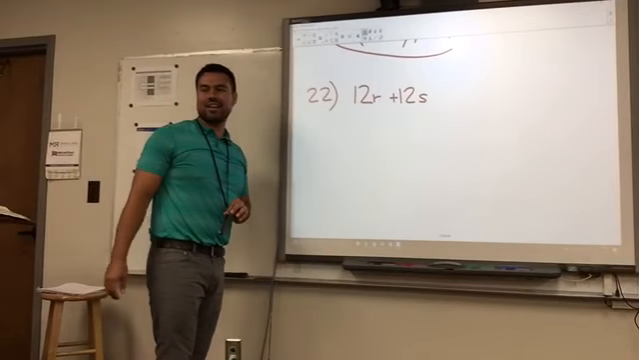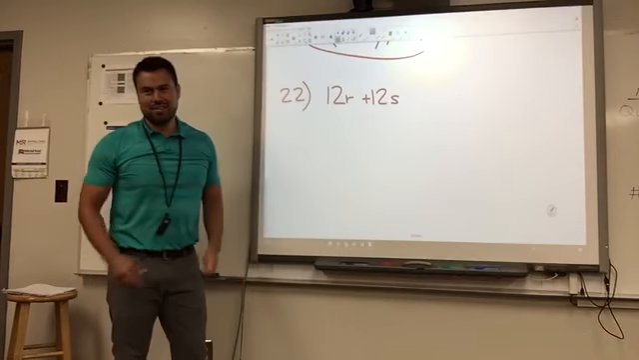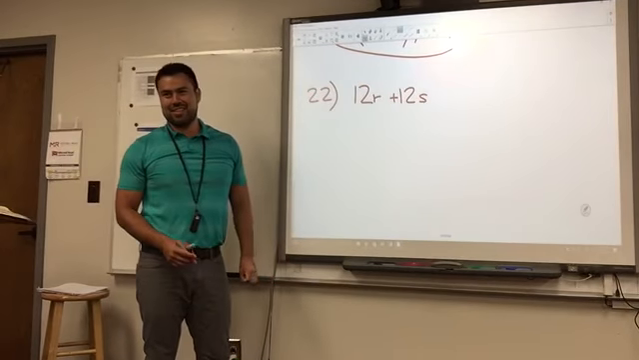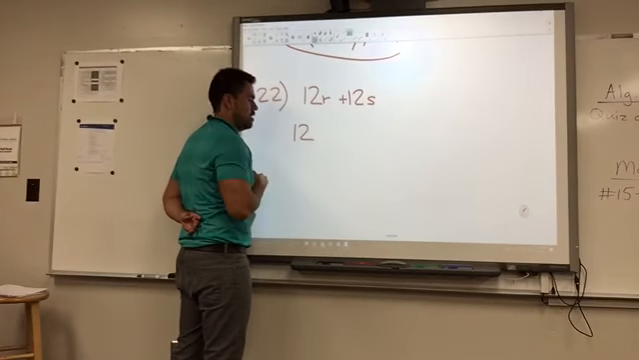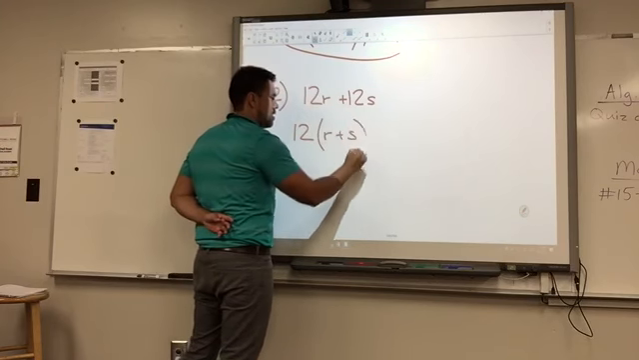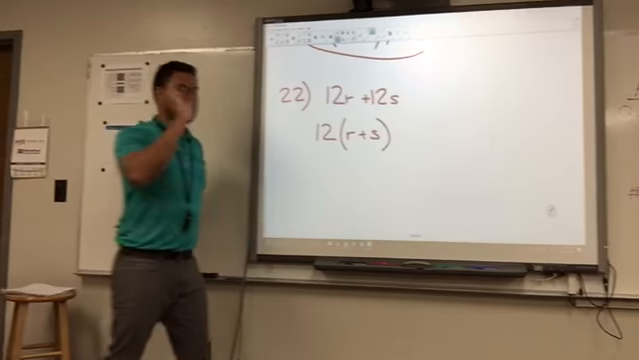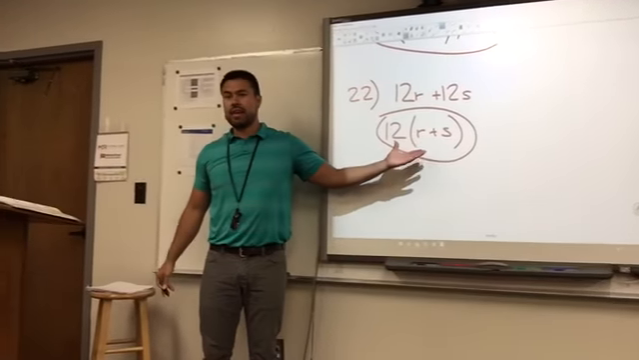Let's go with Sydney. What is your answer? My answer is 12, and then parentheses R plus S. Just a moment. Yeah, good job. Good job, Sydney. How many of you got that? How many of you got that?